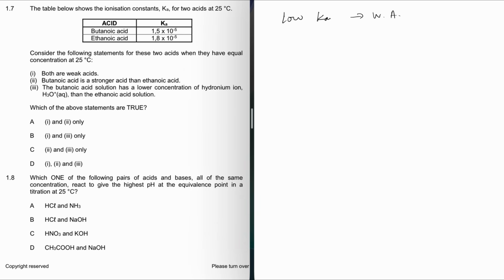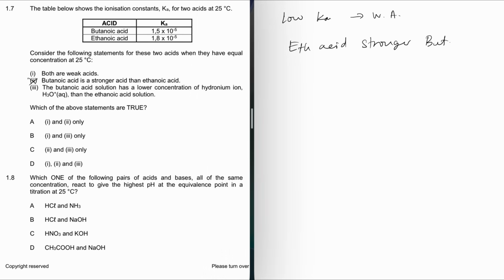So, low Ka values means weak acids. The second point, butanoic acid is a stronger acid than ethanoic acid. Now, if we look at the Ka values, ethanoic acid has a higher Ka value than butanoic acid. So it's actually the other way around. The higher the Ka value, the stronger the acid. So because ethanoic acid has a higher Ka, ethanoic acid is going to be stronger than butanoic acid. So that statement 2 is incorrect.